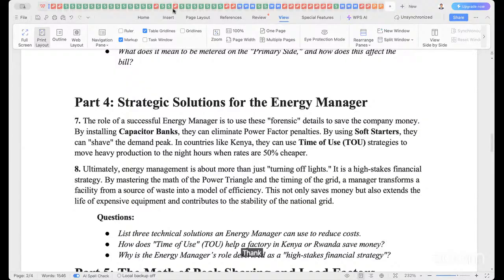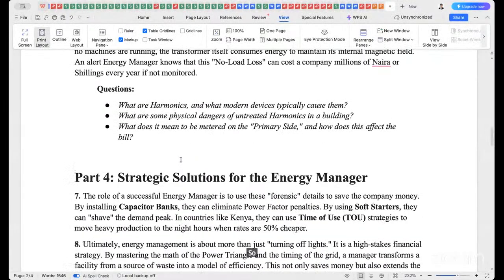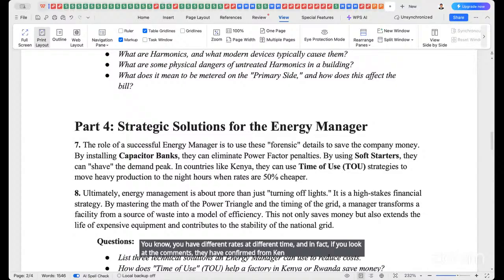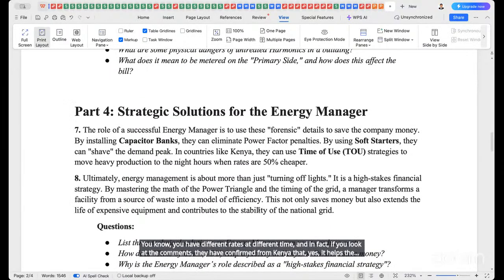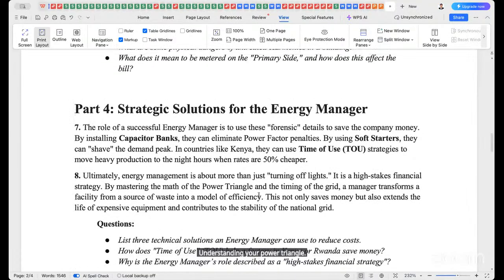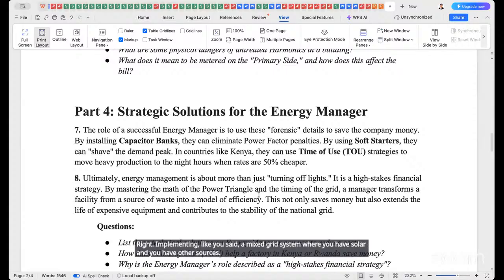Thank you very much for that. That comment is also very appreciated. So we've talked about several ways, and when we say time of use, it is a strategy where you have different rates at different times. In fact, if you look at the comments, they have confirmed from Kenya that yes, it helps them there. Also understanding your power triangle, and implementing, like I said, a mixed grid system where you have solar and other sources of power.